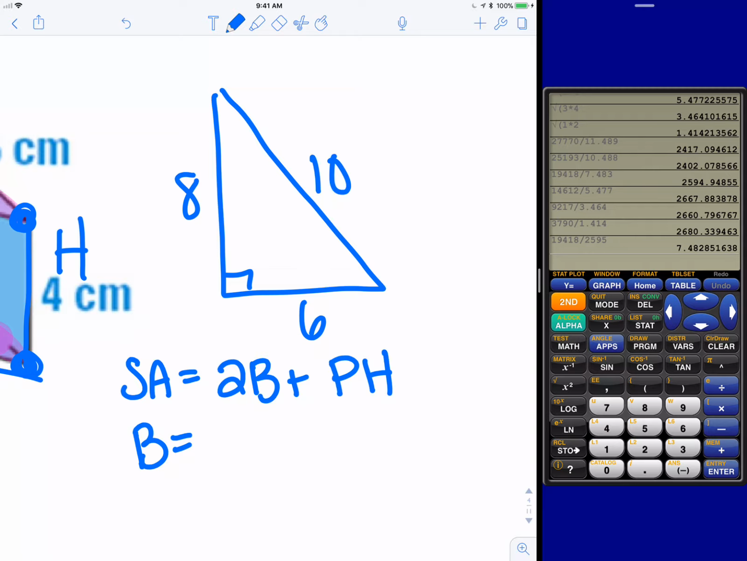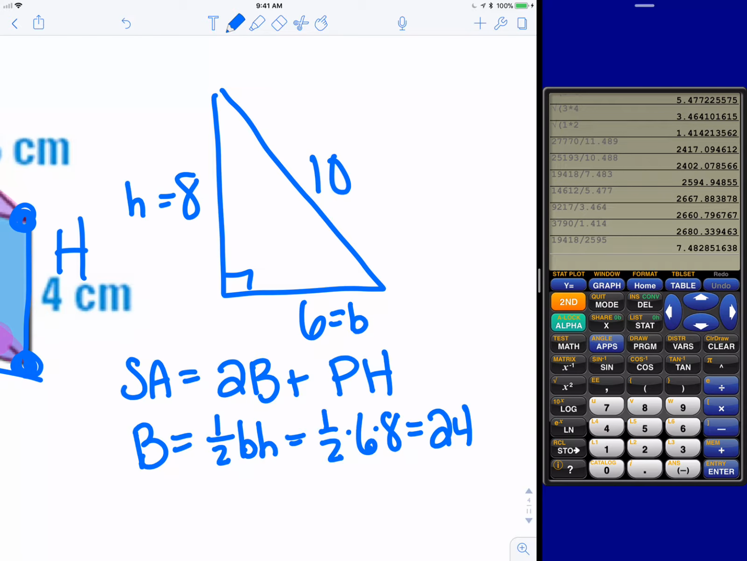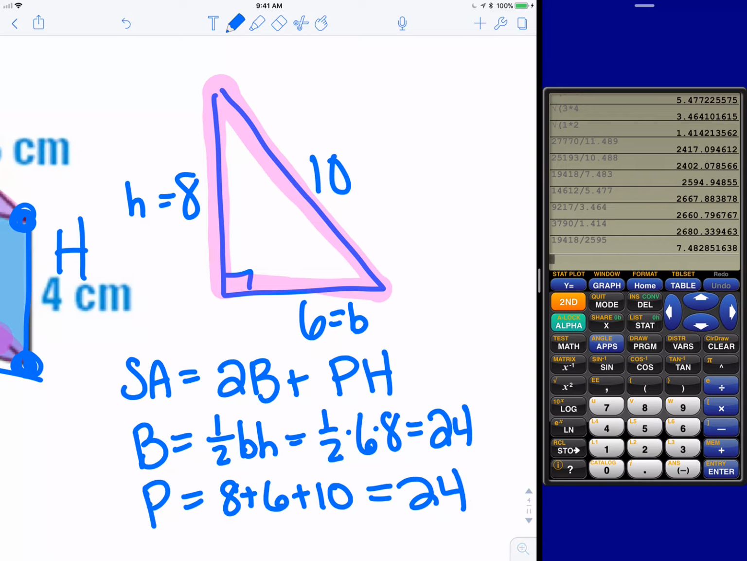So the area of the base face, that is a triangle, so I've got to go back and look for my area of a triangle formula. And that's 1/2 the triangle's base times the triangle's height. So 6 is the triangle's base and 8 is the triangle's height. So we do 1/2 times 6 times 8 and get 24 for the area of the base face. Perimeter is the distance around the triangle base face, so 8 plus 6 plus 10. And that also gives me 24.